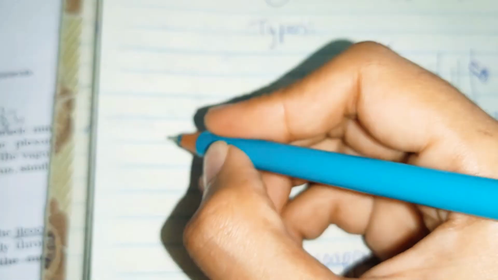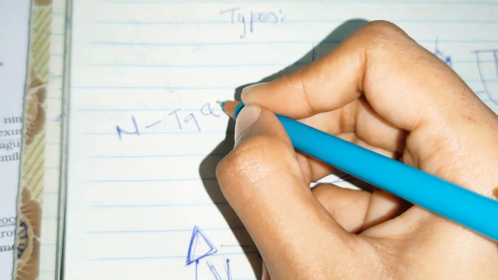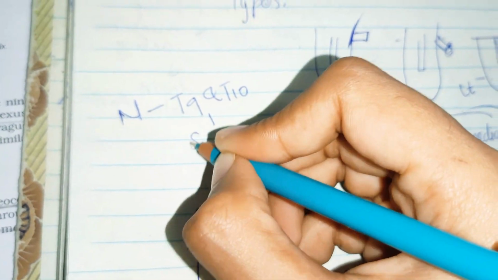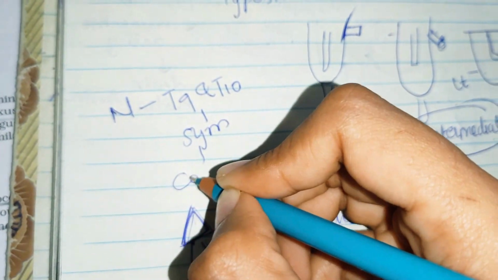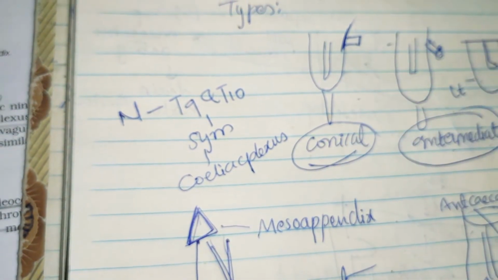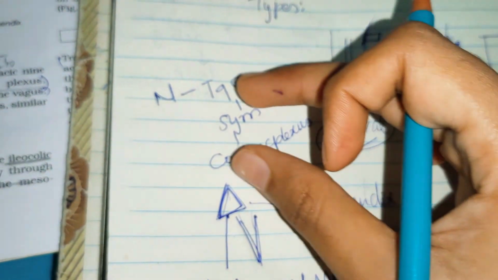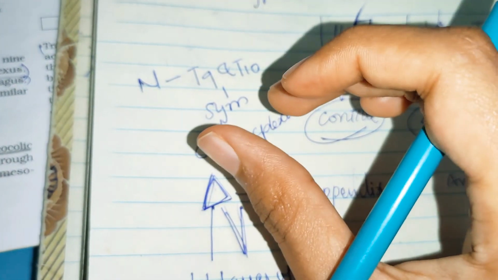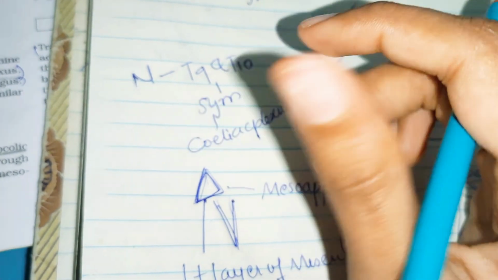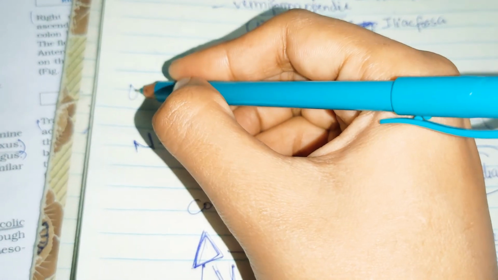Finally let us see the nerve supply of the appendix. It is by T9 and T10 sympathetic fibers, which come from the celiac plexus, and parasympathetic nerves from the vagus. Referred pain of the appendix is felt at the umbilicus, similar to that of the small intestine and testis.